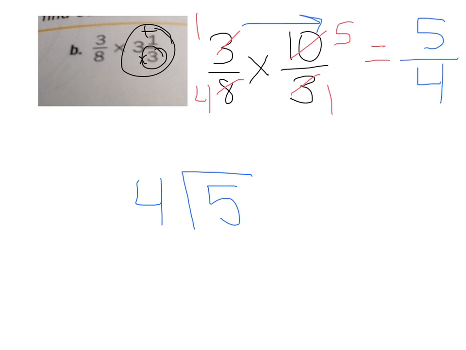Now, if you can figure out the mixed number in your head, you are more than welcome to do that. So how many times can 4 go into 5? Once. So I'm going to subtract 4 from 5, and I'm left with 1. So my answer is 1 1/4.